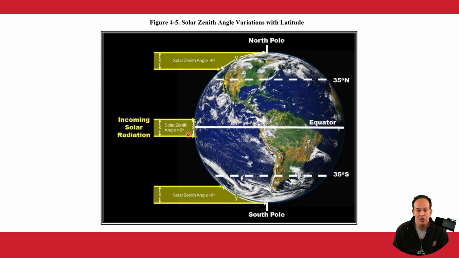Now, as we're going to watch in the next video, we're going to be talking about the seasons. That's where the Earth tilts towards the Tropic of Cancer and the Tropic of Capricorn, where during the summer, the northern hemisphere tilts towards the sun, and the solar zenith angle is going to be closer to 0, and therefore it gets hotter than the southern hemisphere.